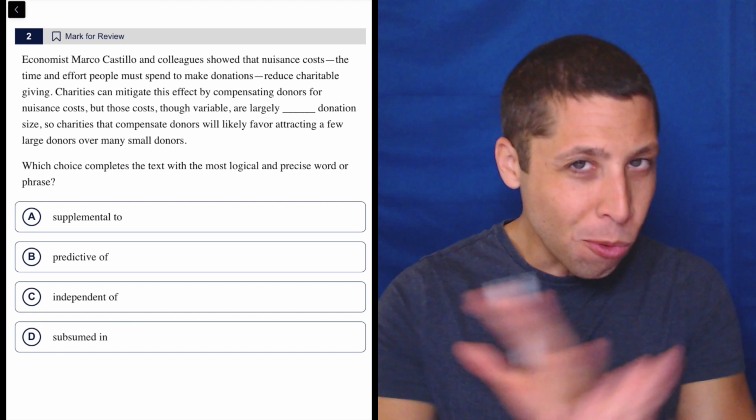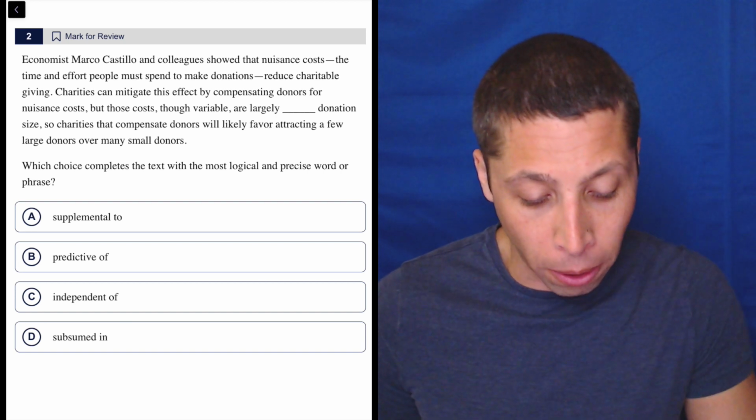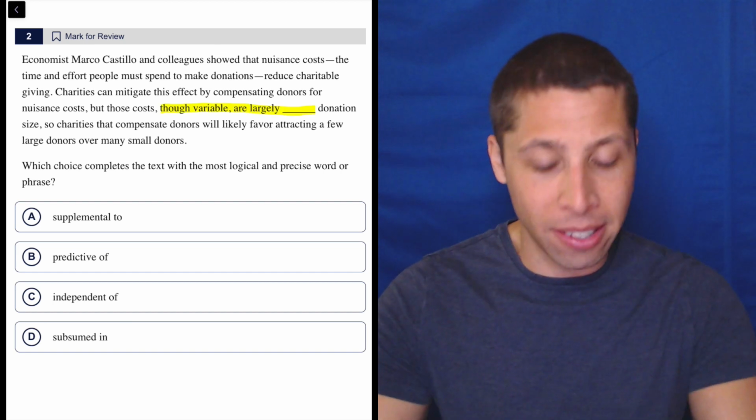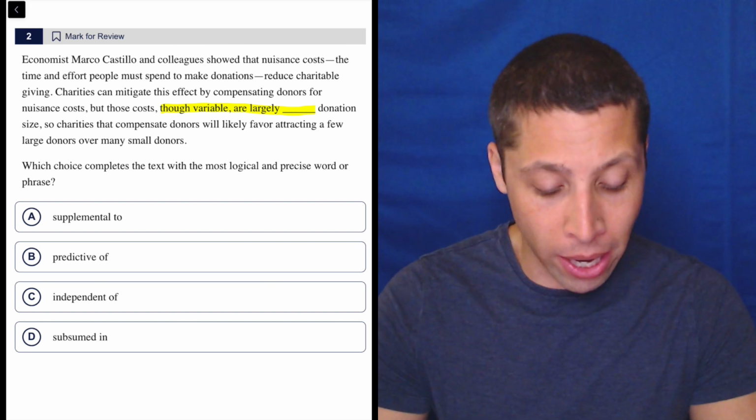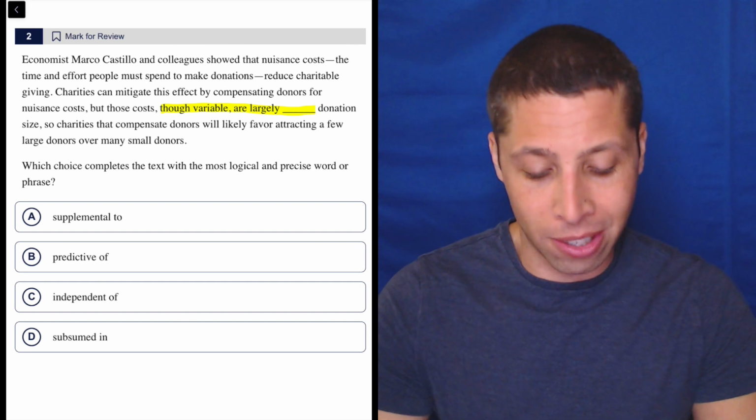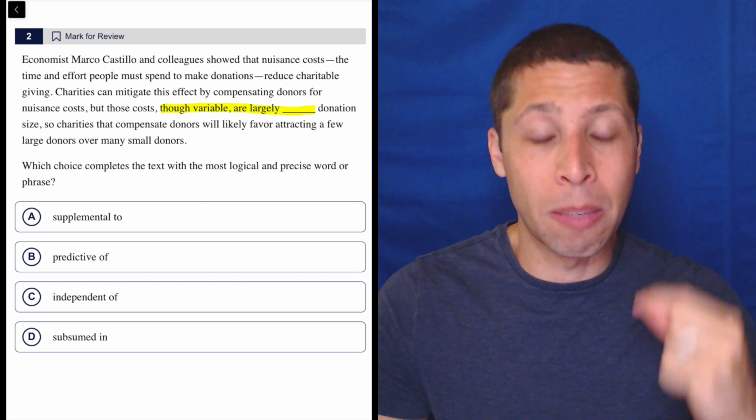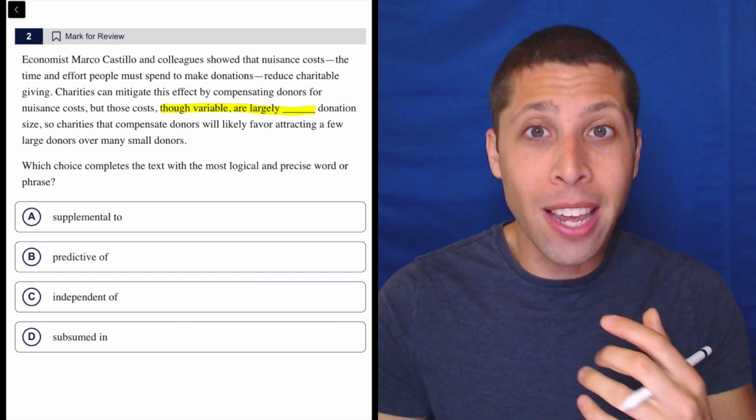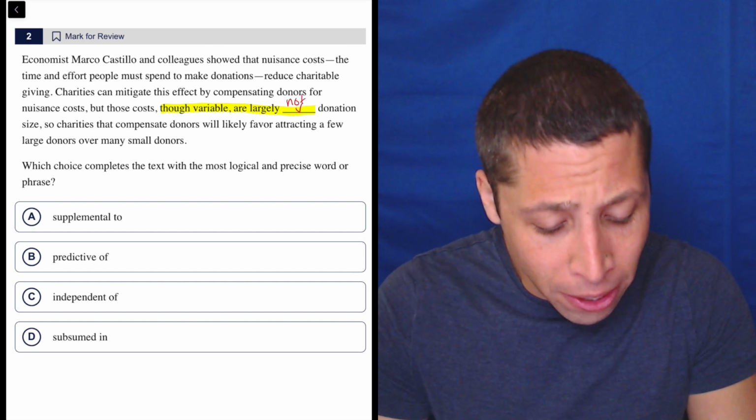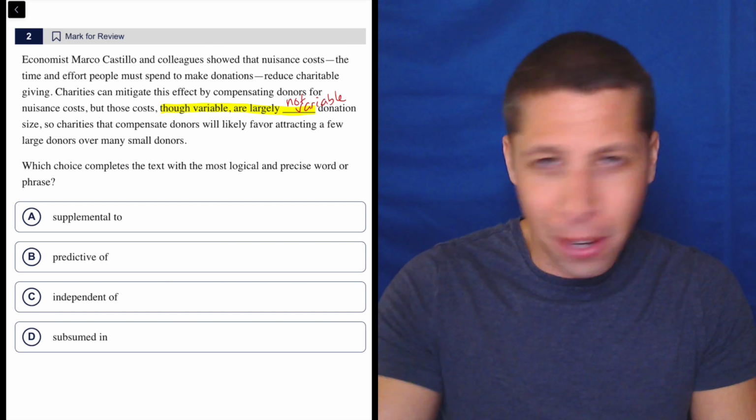So if we were to really just dumb this down, what stands out most to me is that right before the blank, we have something that's really emphasizing a relationship between the blank, right? They're saying it's, though variable, are largely blank donation size. It's a weird way of doing this, but basically what they're trying to do is make a contrast. They're saying that in this blank, the costs are largely something like not variable, which I know seems so weird because they're like, well, didn't they just say they're variable?